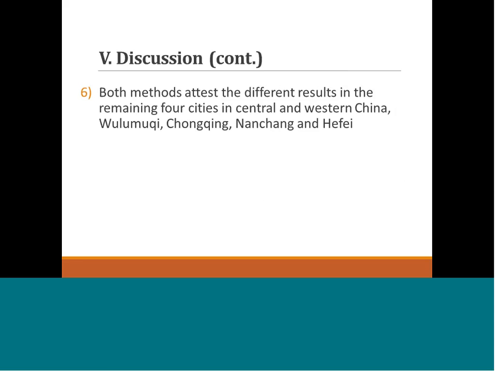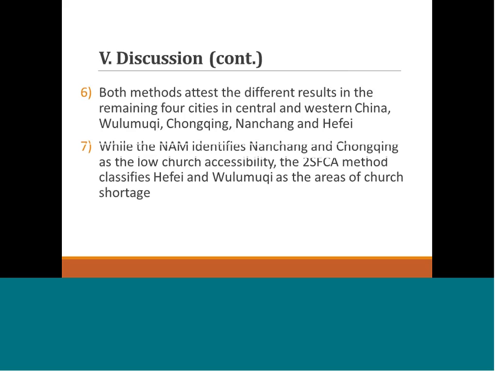So one more point: both methods attest different results in the remaining 4 cities in central and western China, such as Urumqi in Xinjiang, Chongqing, Nanchang in Jiangxi, and Hefei. Why is that? Because number 1, NAM as a method identified Nanchang and Chongqing as low church accessibility, but the 2-step method classifies Hefei and Urumqi as areas of church shortage.